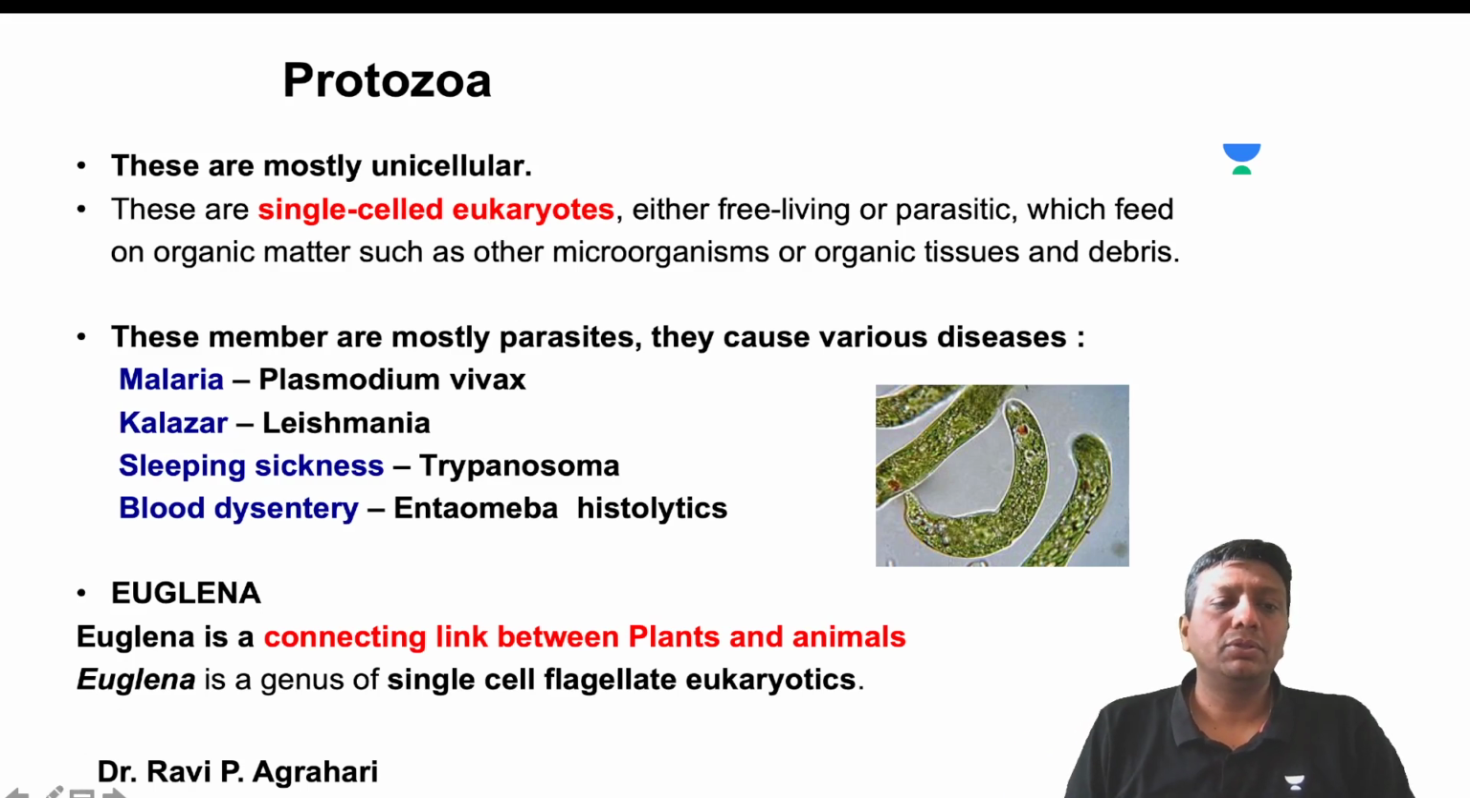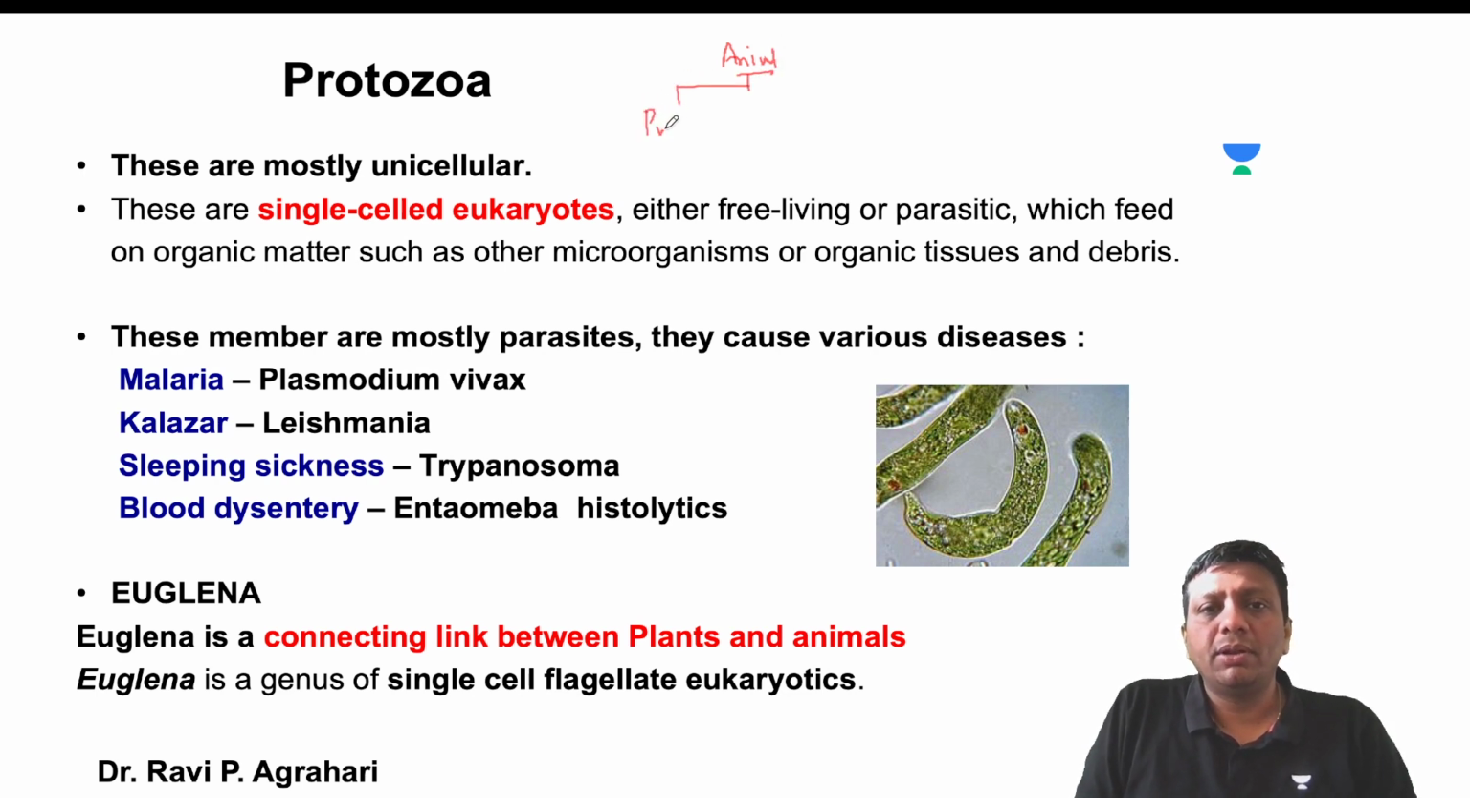Now come to the Protozoa, guys. If you do the classification of animals on the basis of cell structure, one group of animals is considered Protozoa, and the second group of animals is called Metazoa.